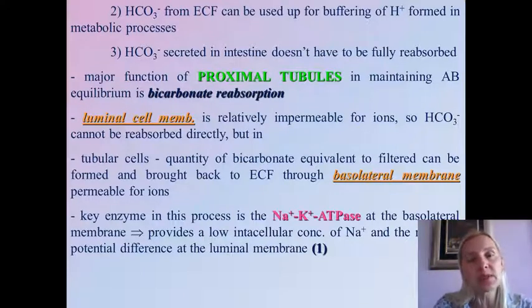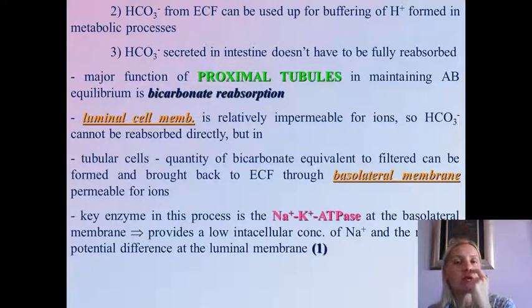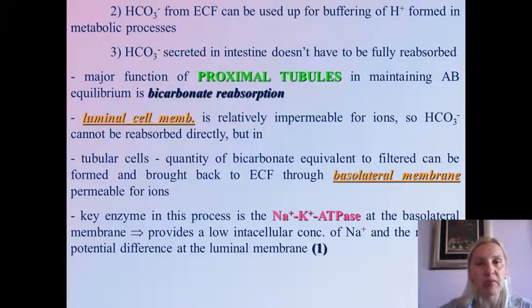So on the next slide we will see the figure explaining the exact mechanism, but just before we move on to this one, let me tell you that the key role in this mechanism is played by one enzyme, sodium-potassium ATPase, which is located at the basolateral membrane. What it provides is that it excretes sodium for potassium. So actually it provides a low intracellular concentration of sodium and the negative potential difference at the luminal membrane.